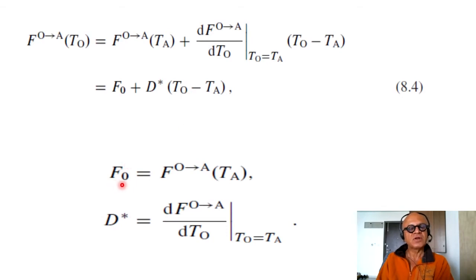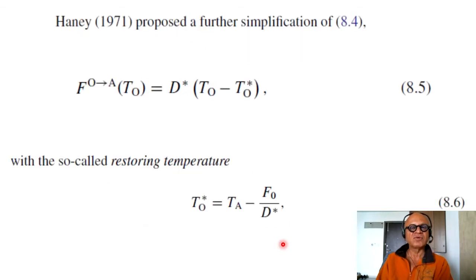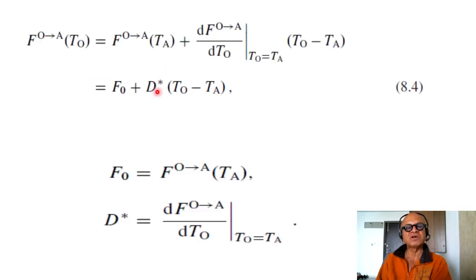So here F0 is at temperature TA, obviously, and D star is the gradient or the variability of the ocean to atmosphere flux depending on the ocean temperature when the ocean temperature is held constant at atmospheric temperature or measured at that background. Okay, so Haney then proposed a further simplification because here this still comes down to estimating. You have to have this from long-term measurements.